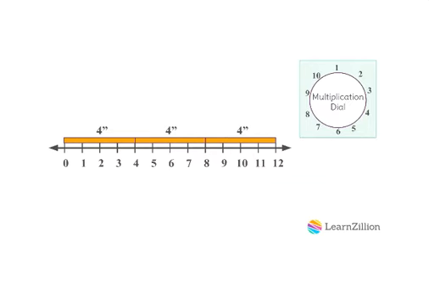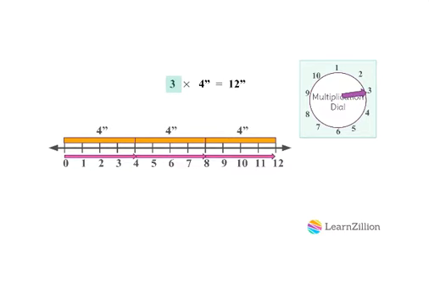Jacob scales his toy snowboard's length up by 3 times, which is represented with the equation 3 times 4 inches equals 12 inches. In this case, 3 is the scaling factor, so he needs to set the multiplication dial to 3.